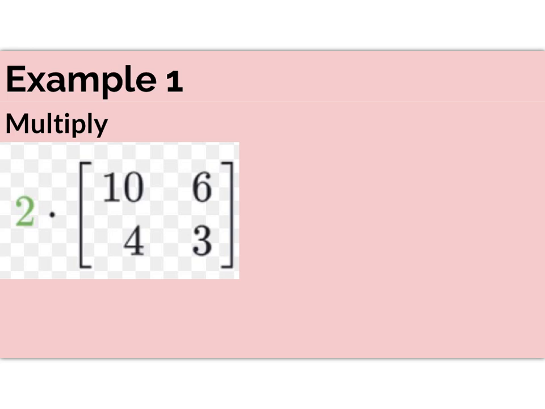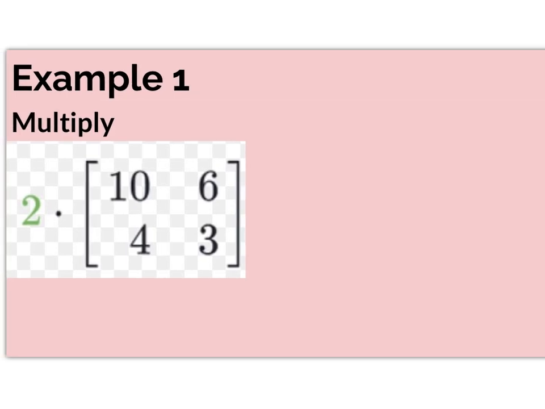Okay, so if we have a number outside of a matrix or a matrice, we can just go ahead and multiply, and that is easy enough. So everything doubles. So you just multiply the 2 to every element inside. So you are going to be left with a 2 by 2 matrix. So 2 times 10 is 20, 2 times 6 is 12, 2 times 4 is 8, and 2 times 3 is 6. So this 2 gets distributed to everything inside of the matrix.